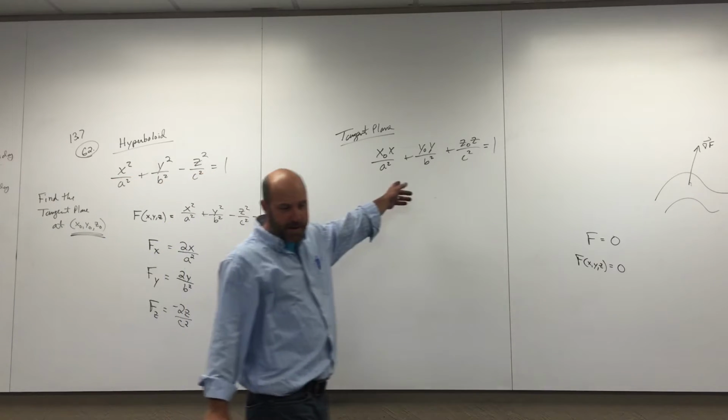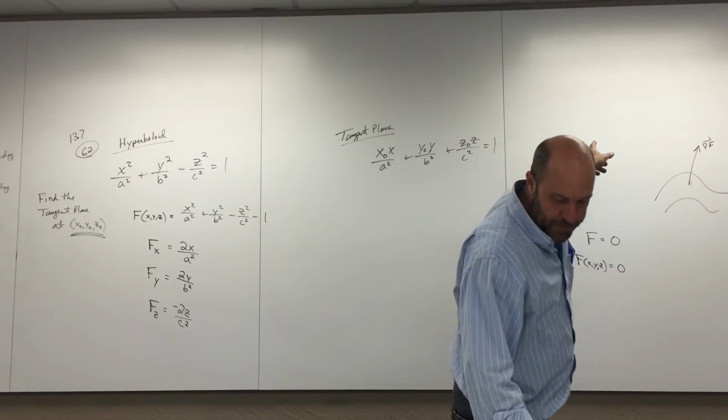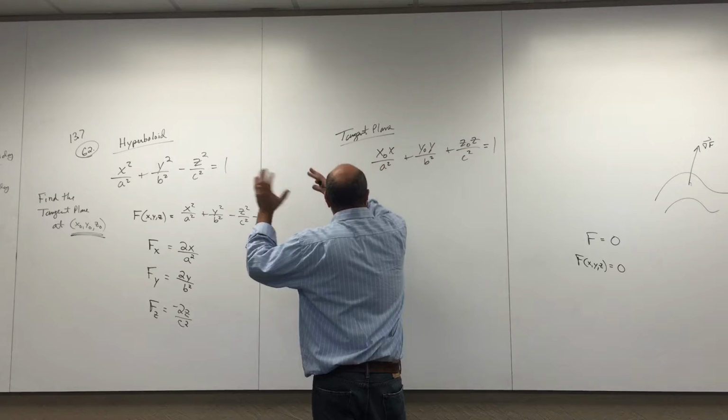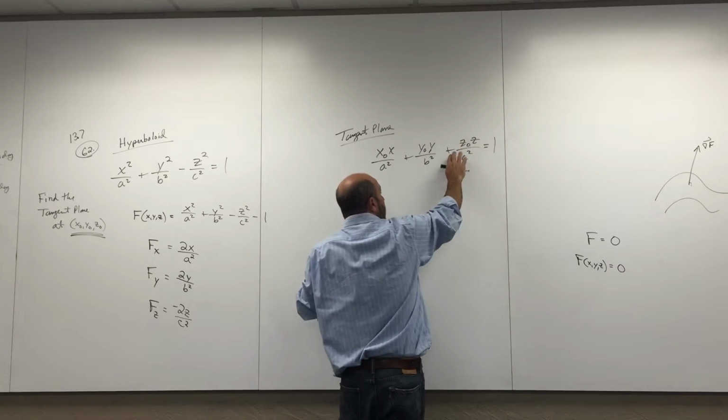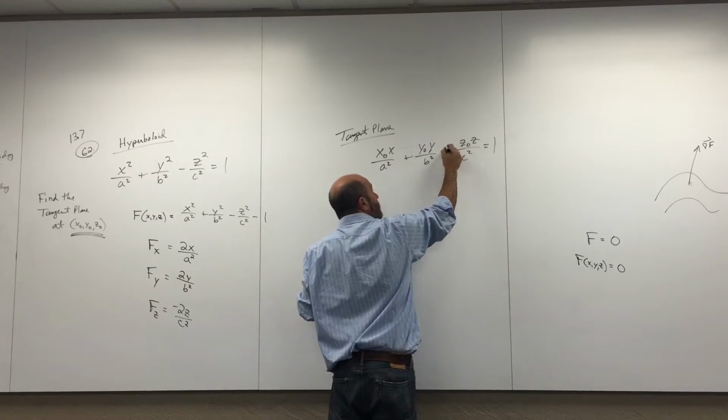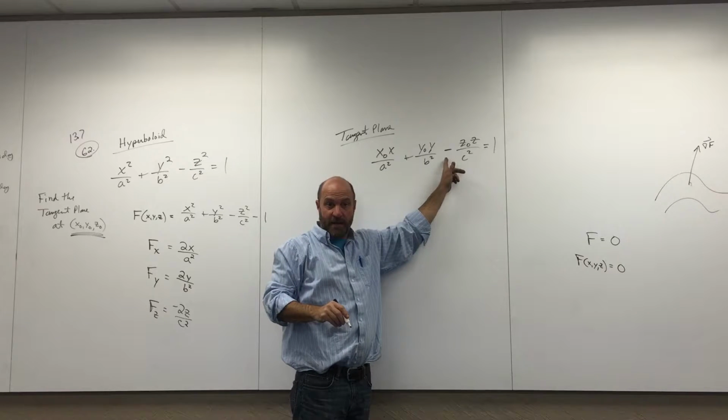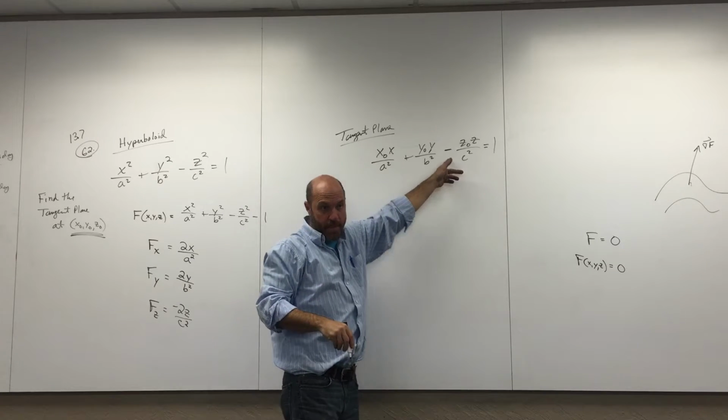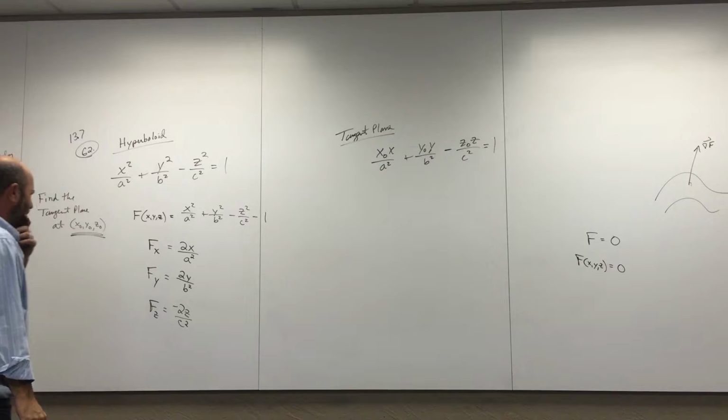Hey, when I wrote this, did I write this right? No, I screwed up. When I said we're trying to prove this answer has a minus sign in it. Sorry, this answer had a minus sign in it. All right, so now what do I do?